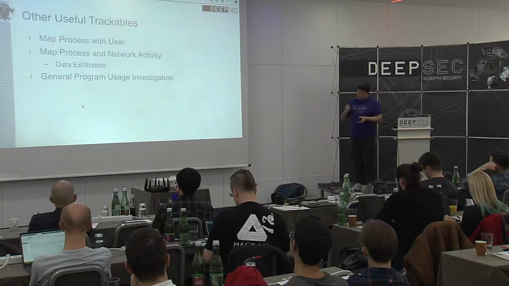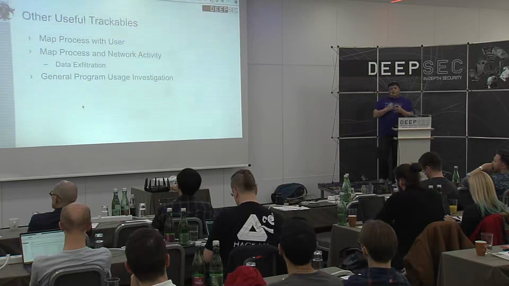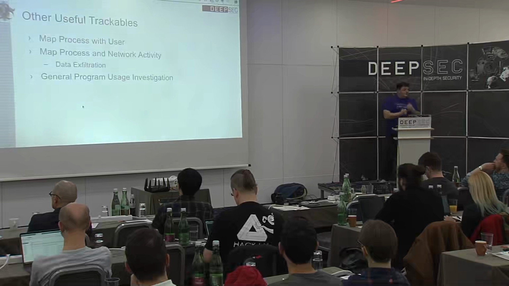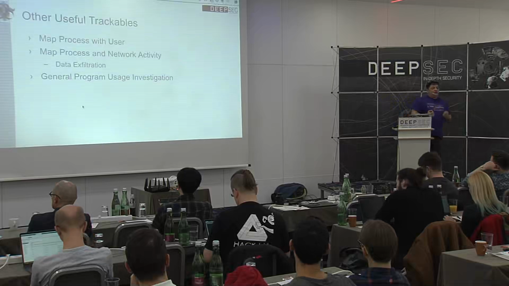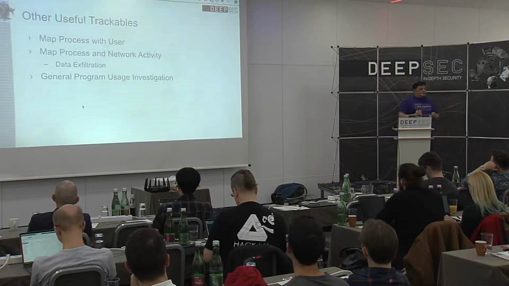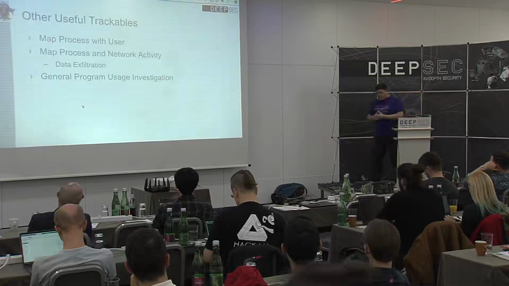Some other useful trackables: we can map processes to users, which is useful. We can map processes to network activity, so we'll see which processes were doing networking. So for example, if you see calculator has network activity, there's probably something wrong on that system, right? That's what you'd be looking for. And just general program usage investigation.